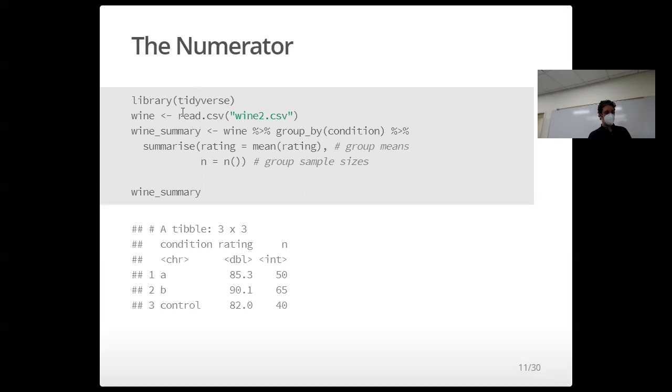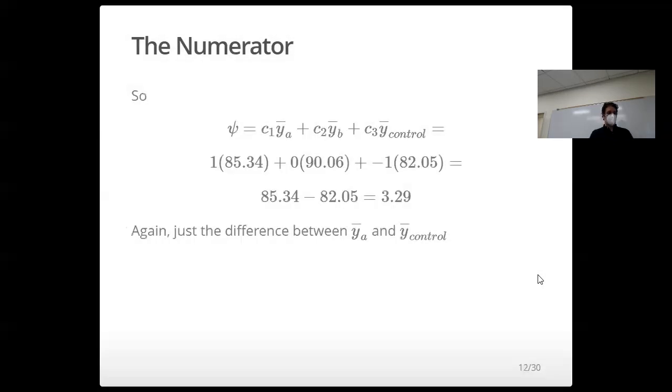So here I'm loading my data. This is the same thing that we've seen a few times. I'm grouping by condition, and then I'm getting the mean of the rating variable, and I'm saving the sample size too. And this is what I get: my means for each group and my sample size for each group. So our psi value is our contrasts times the means. If I just plug everything in, I get 1 times the mean of group A, 0 times the mean of group B, -1 times the mean of group C. So this really is just the difference between the means of the two groups. It's just a fancy way of writing it.